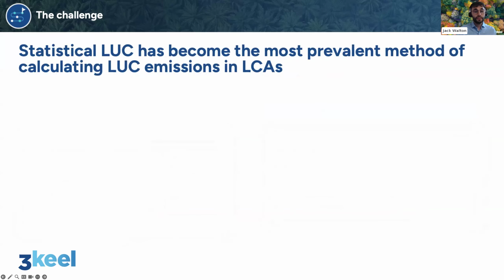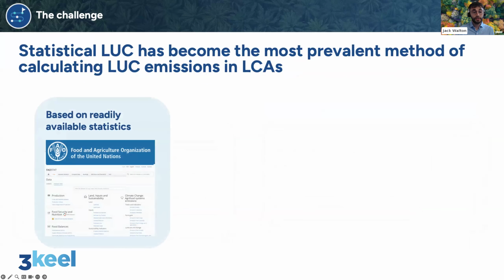And of those databases, statistical land use change is by far the most prevalent approach. There are a few reasons for this. One of which is because they're based on readily available statistics. We can see here the UN information on country level crop production, and there's also readily accessible information on country level deforestation and conversion. And you can combine these two to create a statistical land use change emissions factor.